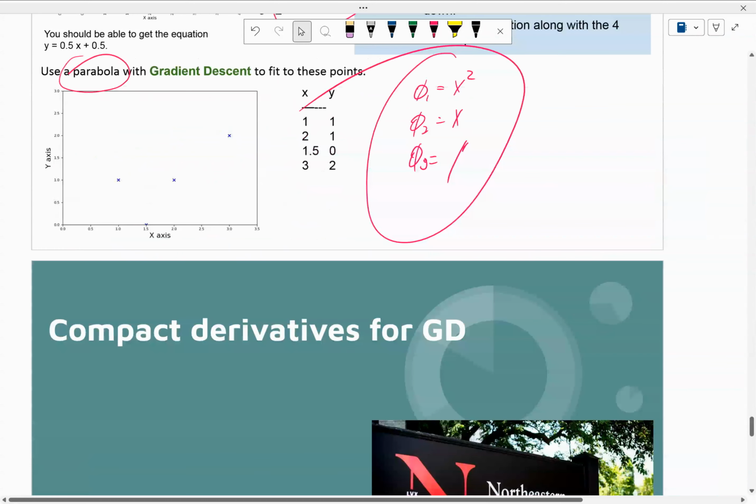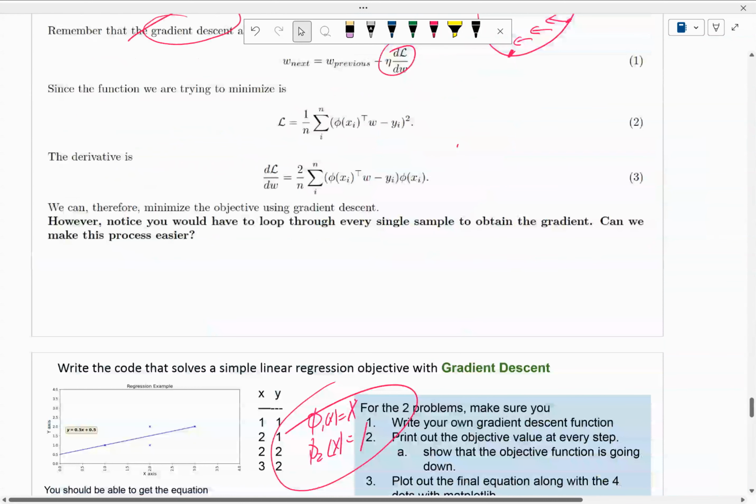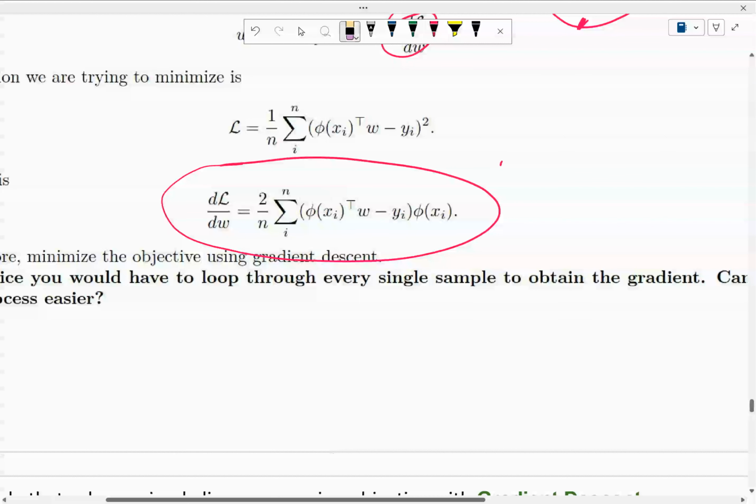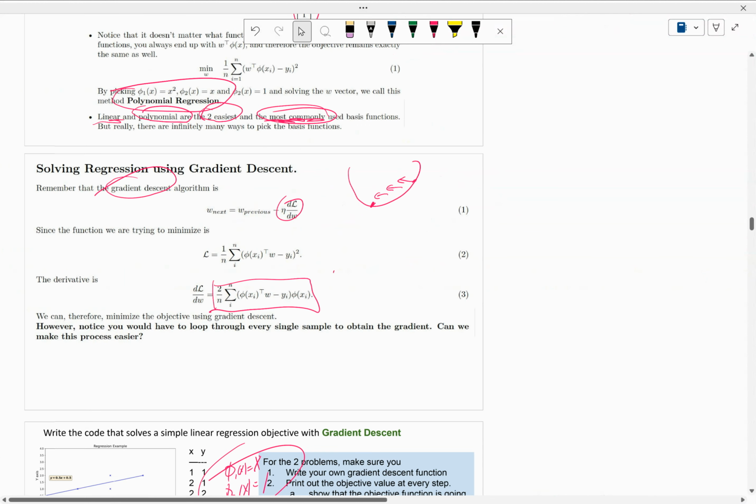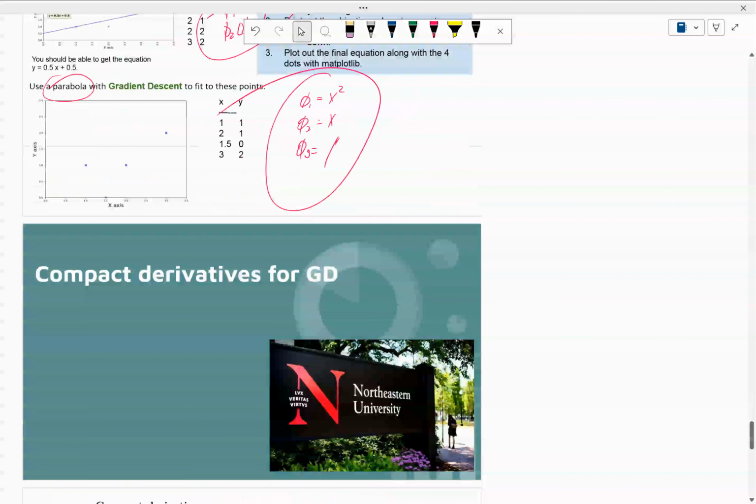Over here, we calculate the gradient. Notice this requires some kind of summation. You need to take every single point, plug it into the basis function, subtract it from the actual label, and then multiply. So this right here is not easy to calculate. There's a second way to calculate this, and it's easier in Python. You simply need to convert them into matrix format.